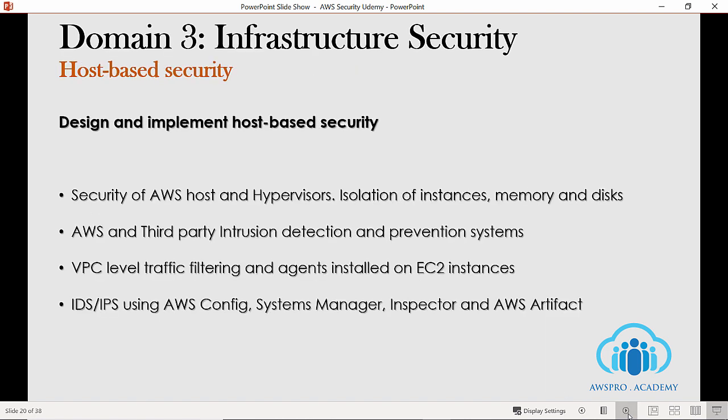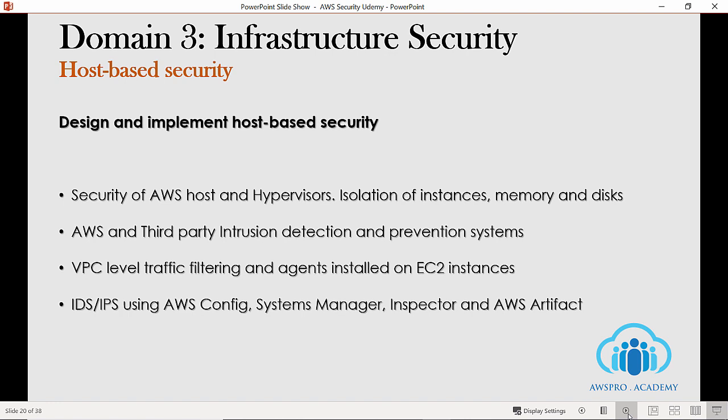The fourth section focuses on design and implement host-based security. This is an interesting section which covers security details on AWS host and hypervisor level. You should know how the instances, memory, and disks are isolated in AWS host. Also try to understand the status of your data when you terminate the instance. Let's say if you terminate your instance, what will happen to your data that is stored in memory or disk?